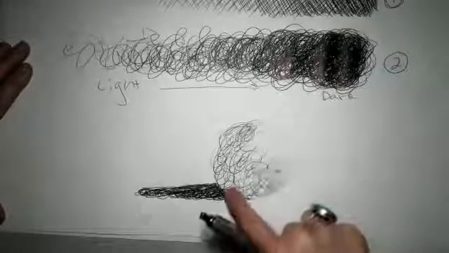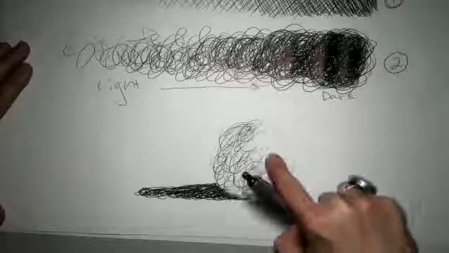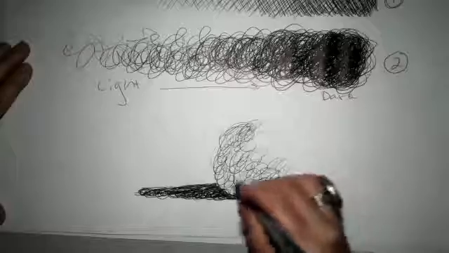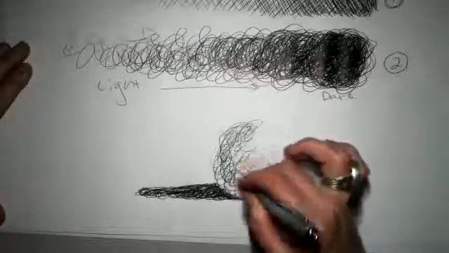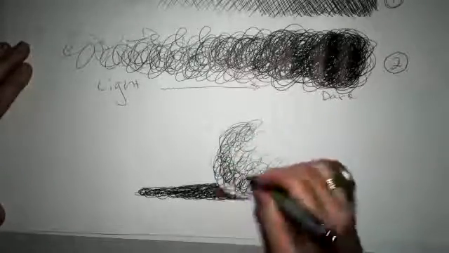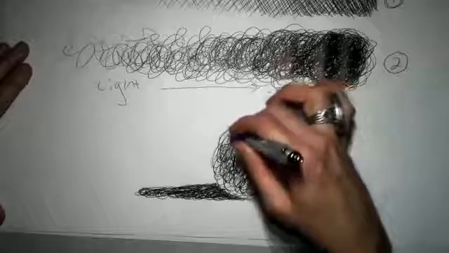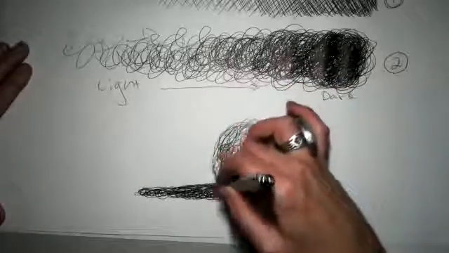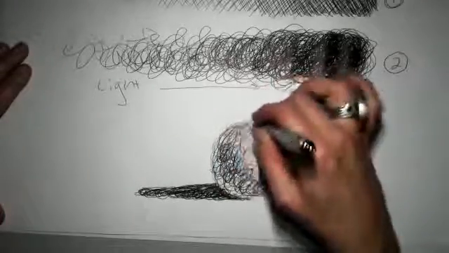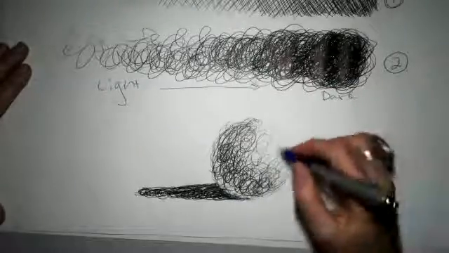So here's the problem. See how this is all kind of one tone? So I'm going to start adding a little bit more because it should be a little bit darker. Yes, I have reflective light over here. There we go. Not looking for perfection here. I am looking that I can tell it's a sphere and that there are different values.